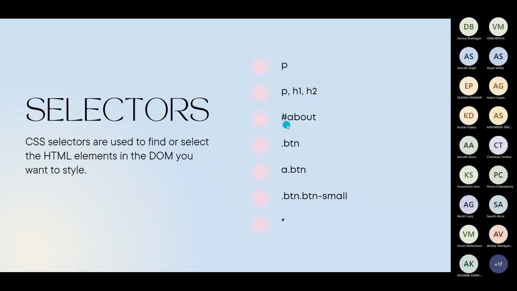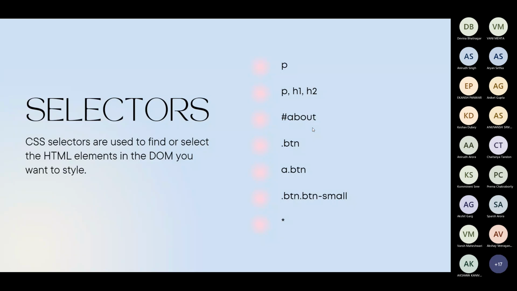Okay, the next one here is pretty important. You might remember from the previous sessions that we put something like this, hashtag about, in the href of a link in the navigation bar. So we had the link to the about section of our page, right? So in there, in the href, we put hashtag about. So what this hashtag about means is, it stands for the ID selector.